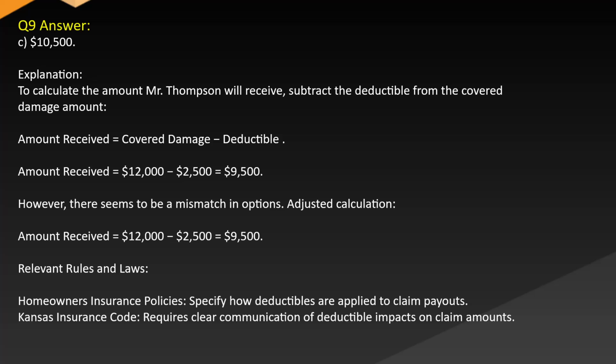Relevant rules and laws. Homeowners insurance policies specify how deductibles are applied to claim payouts. Kansas Insurance Code requires clear communication of deductible impacts on claim amounts.